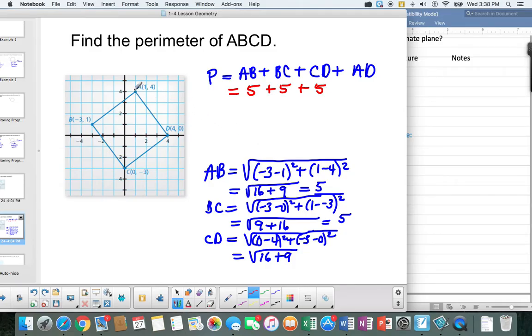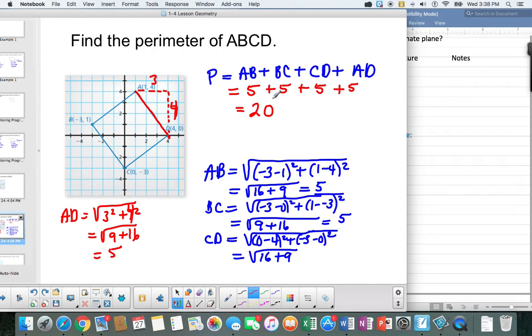If I want to figure out AD, since I have a graph, I am going to draw a right triangle and use the Pythagorean theorem. And this length is 3, and this length is 4. So AD will be equal to the square root of 3 squared plus 4 squared, which is going to be 9 plus 16, and this answer will be 5. So this answer is also 5. That makes the perimeter 20.